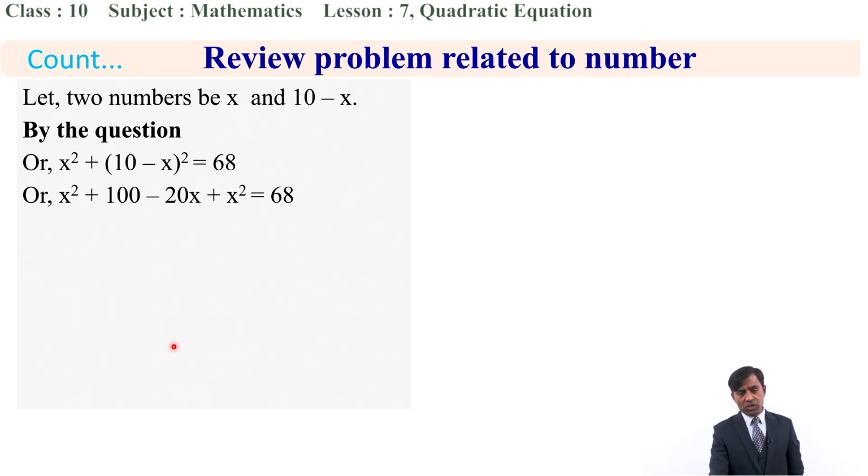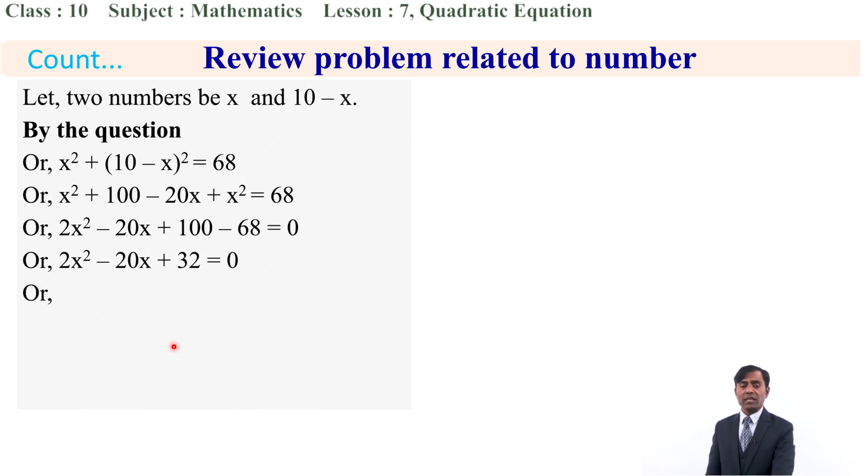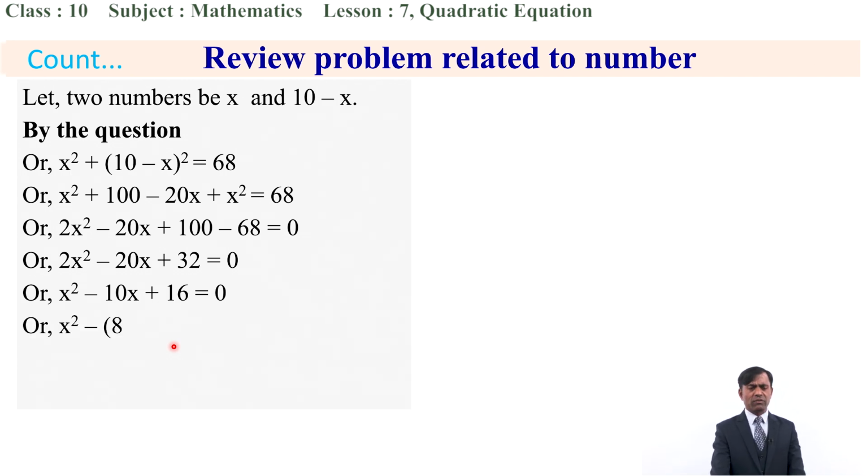Simplify: open the a minus b whole square formula and simplify, and we get a quadratic equation, 2x square minus 20x plus 100 minus 68 is equal to 0. 100 minus 68 is 32. Now we can still take a common factor. Taking 2 common and dividing, the equation becomes x square minus 10x plus 16 is equal to 0. Then solve it by the factorization method or any method and find the value of x. Here we are doing it by factorization.